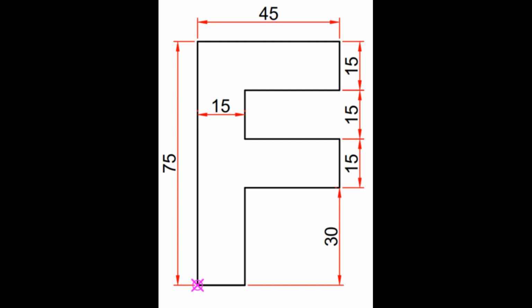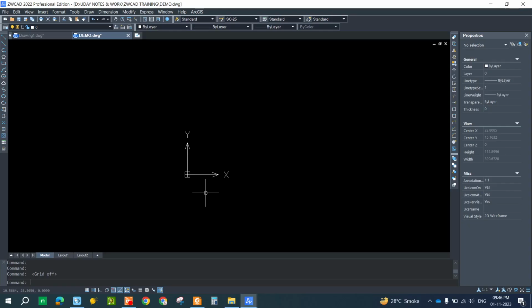In the command line type L, then press enter. Then type 0,0, then press enter. Then type @15,0, then press enter. Then type @0,30, then press enter. Then type @30,0, then press enter. Then type @0,15, then press enter.